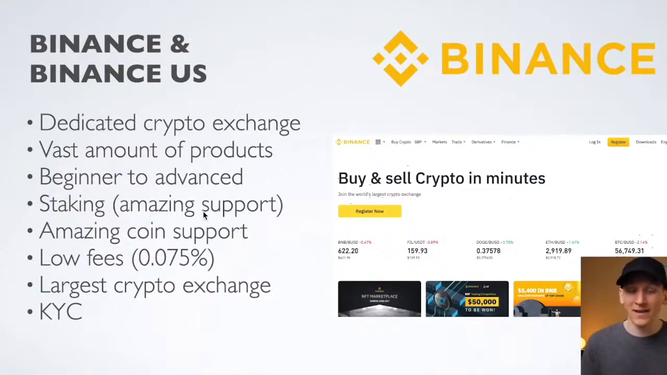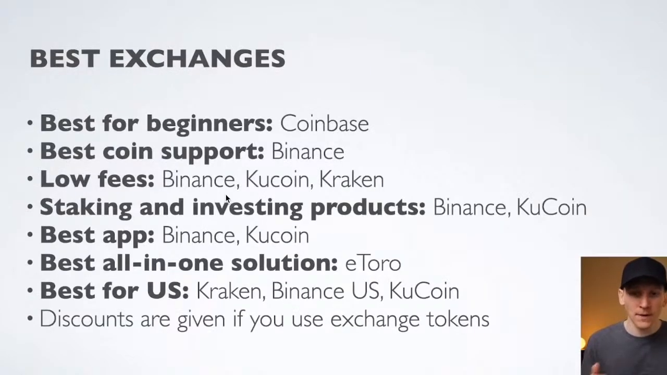That's for Binance. Binance US is a little bit different. The product offering is different and you don't have as many coins. If you're in the US, you're just going to have to deal with that. But Binance is the number one pick for me. I would suggest that you go with Binance, at least having that as an account with some others as well.